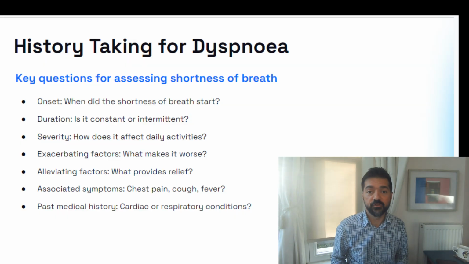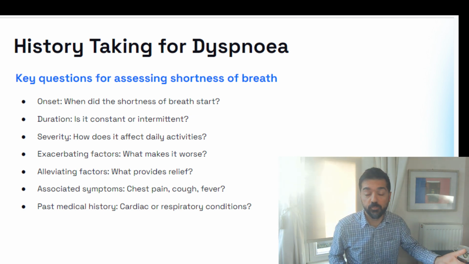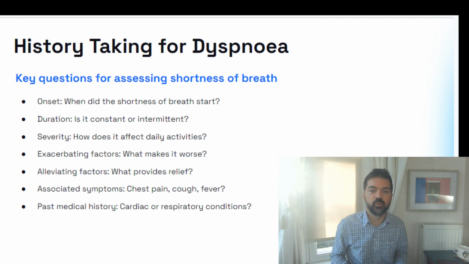Now, if we go on and take a history of a patient that is breathless, you want to ask a few specific questions. You want to find out when the onset was. Did it suddenly come on, or has the breathlessness been gradually building up? And what kind of restrictions do they have with the breathing? Is it that they can't walk? Are they breathless at rest, or they cannot walk just down a few paces? Or are they breathless when they're walking up hills?